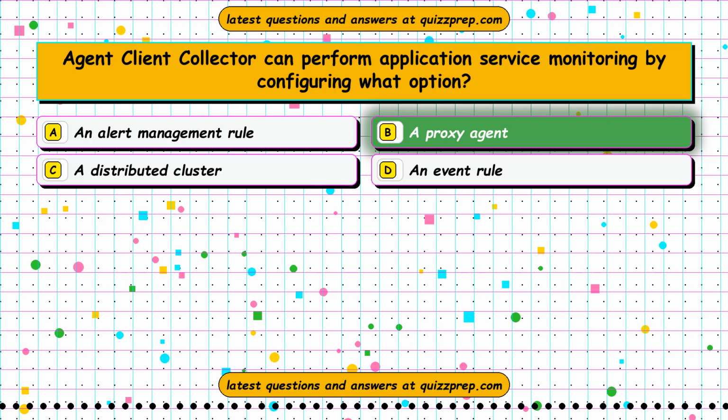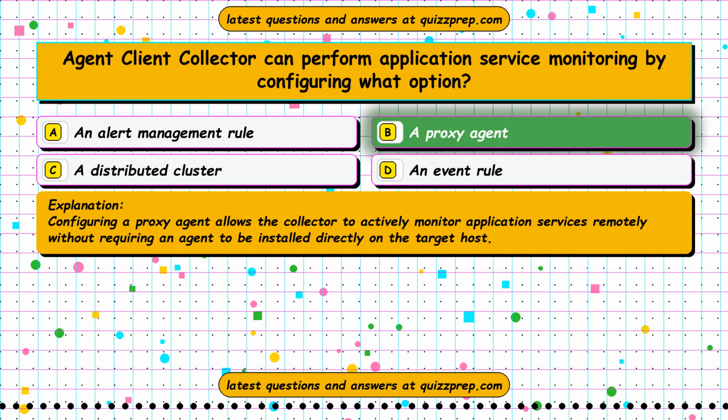The correct answer is option B. A proxy agent. Configuring a proxy agent allows the collector to actively monitor application services remotely without requiring an agent to be installed directly on the target host.